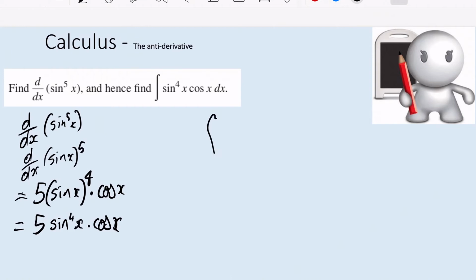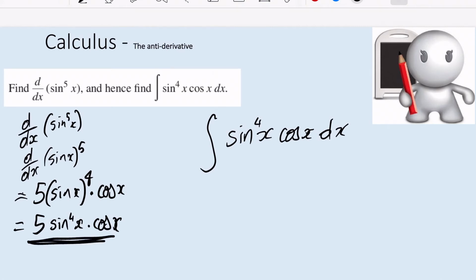Now we're being asked, well, what's the integral of sine to the power of 4 of x cos of x with respect to x? Now I know, based on this, that the integral of that is going to lead me to sine to the power of 5x. Now I don't have, in this statement, 5 sine to the power of 4x cos of x.